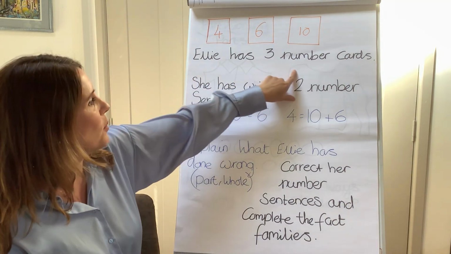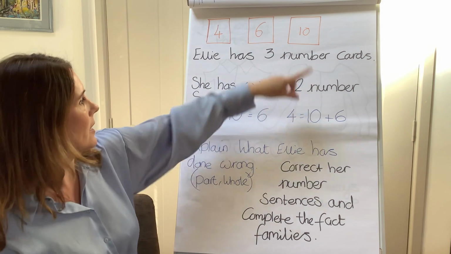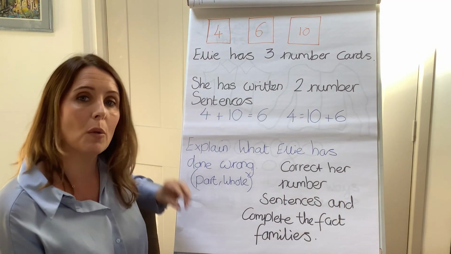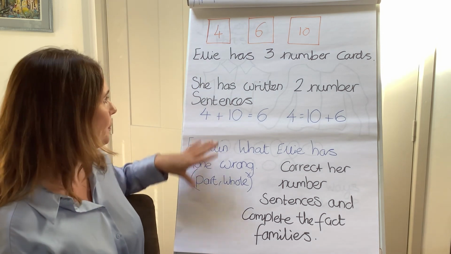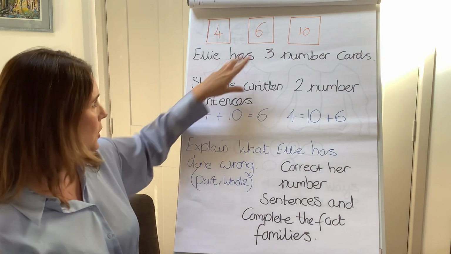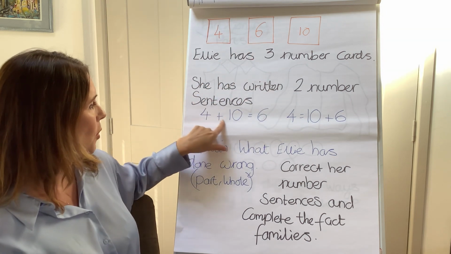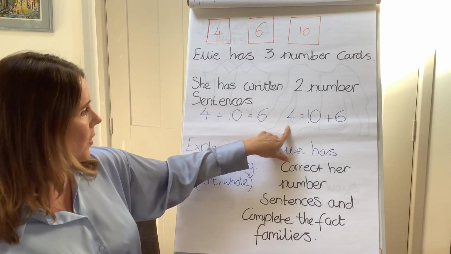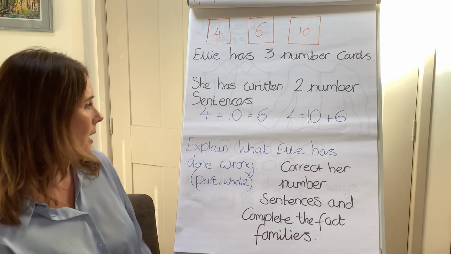Ellie has 3 number cards, 4, 6 and 10. She makes number sentences, so she's trying to make number bonds to go together to make 10. She's written 2 number sentences. She's put the cards together. She said 4 and 10 is equal to 6, and she said 4 is equal to 10 and 6.